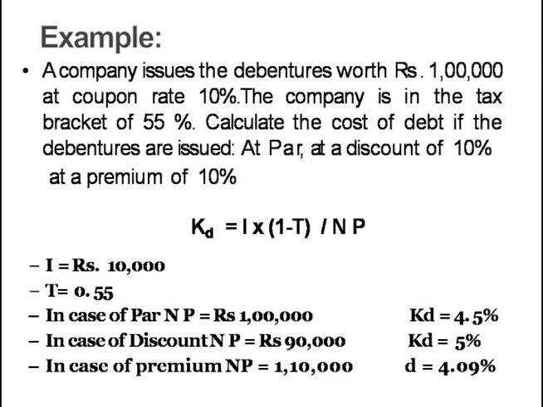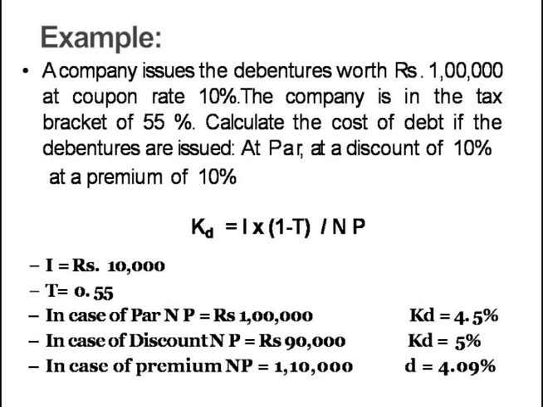This is the formula, and I'm just explaining the major instruments so that you can easily calculate. So I, the interest rate, is 10%, so 10% of 1 lakh is 10,000. Tax rate is already given in the question. Now in the case of par, NP is the par value, which is 1 lakh rupees. In case it is issued at discount, we deduct the discount of 10,000 from the par value of 1 lakh, so net proceed in that case would be 90,000. In case of premium, the net proceed would be 1 lakh 10,000.